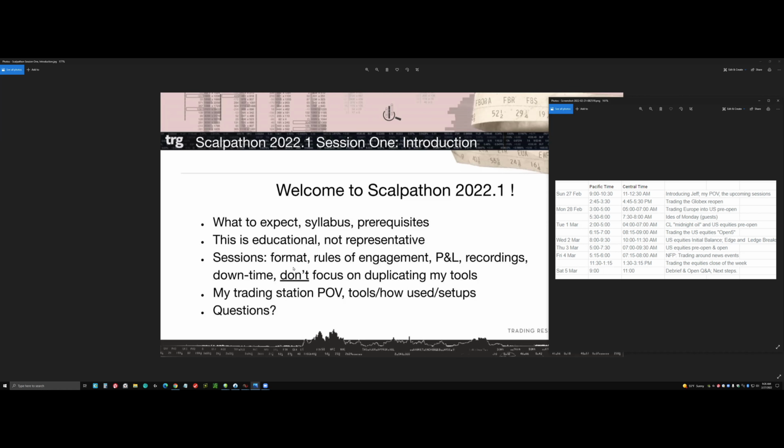Let me go back to that and talk to that for just a minute. I'm going to turn on the spotlight thing here. The format for each one of the sessions is going to be a little different, but it will always follow the same convention. So, for example, at 3 o'clock in the morning tomorrow, my time, 5 o'clock Central, is our first trading live session. You guys are also invited to the Globex Reopen today, Sunday, but that's a standard TRG session.